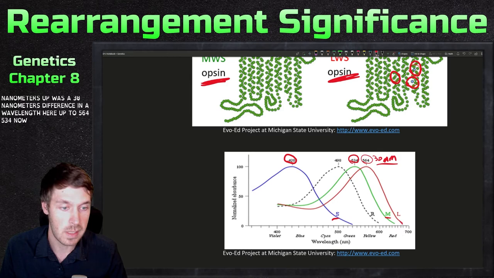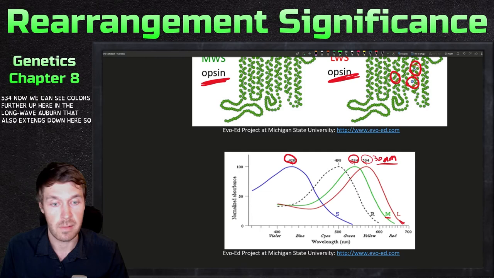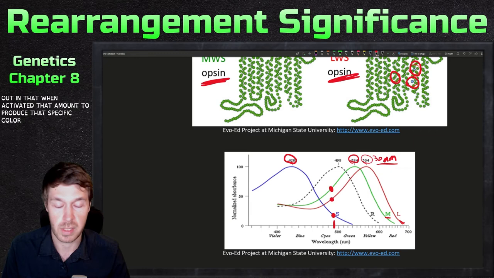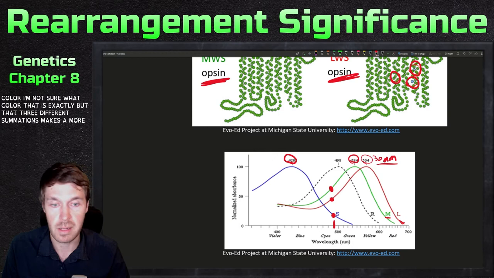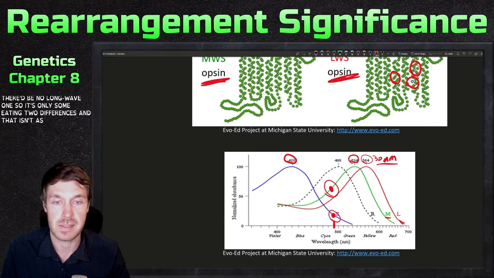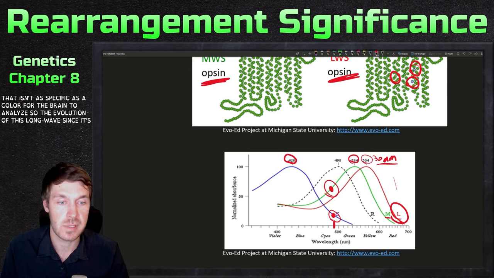This was a 30 nanometer difference in wavelength, up to 564 from 534. Now we can see colors further up here in the long wave, and that also extends down here. So if you're looking at a color right here, let's draw it down here at like 480 nanometers, this one activates at that amount, this one at that amount, and that one at that amount to produce that specific color. I'm not sure what color that is exactly, but those three different summations make a more specific color. Whereas before, for a dichromatic monkey, there'd be no long wave one, so it's only summating two differences, and that isn't as specific a color for the brain to analyze. So the evolution of this long wave sensitive opsin allowed for better color vision.